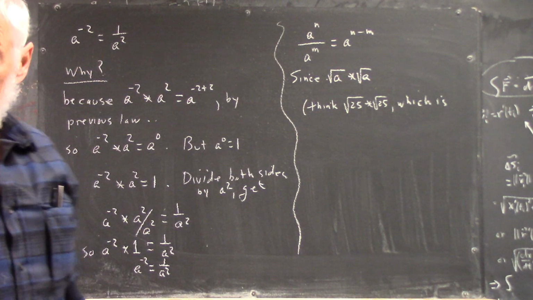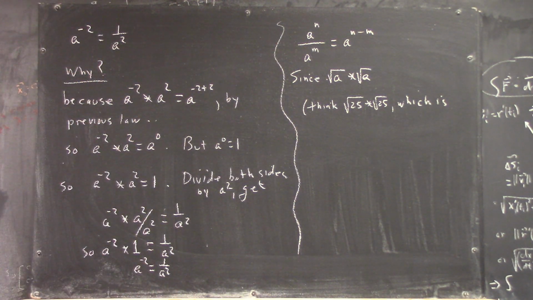Okay, so what's the square root of 25 times the square root of 25? 5 times 5. Yeah, which is? 10. I mean, no, not 10. You know what 5 times 5 is. It's 48. No.